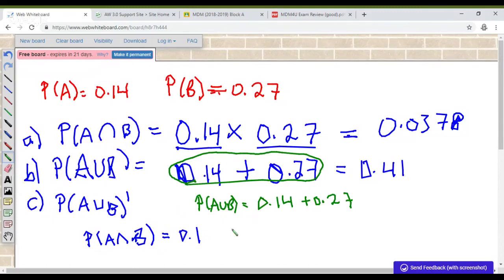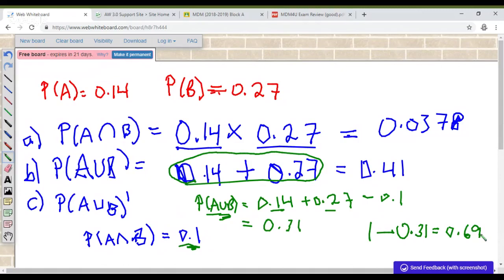But now in part C, there is an overlap. There is an intersection. So I have to subtract the 0.1 because it got added together in both locations. So now I'm going to do 0.14 plus 0.27 minus 0.1, which is 0.31. But that's the probability of A union B. And again, that's one of the formulas on your formula sheet. And therefore the probability of A union B not is 1 minus that, which is 0.69 or 69%.